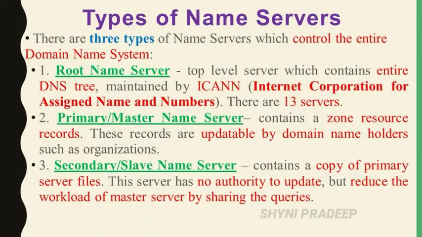Next is the secondary name server, which is known as the slave name server. It contains a copy of the primary server files. The server has no authority to update, but reduces the workload of the master server by sharing the queries. So these are the 3 types of name servers: root name server, primary name server, secondary name server.